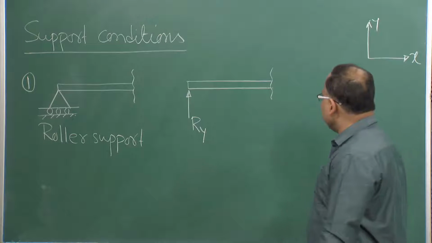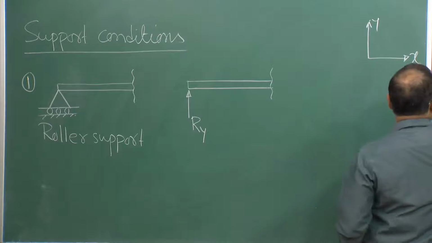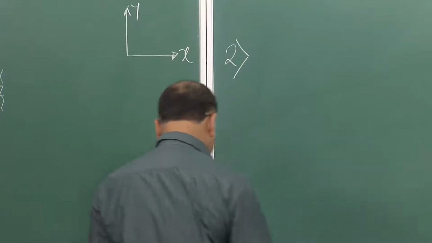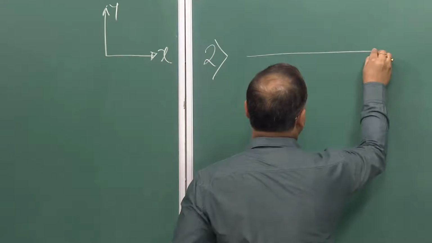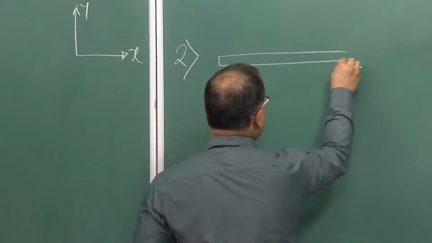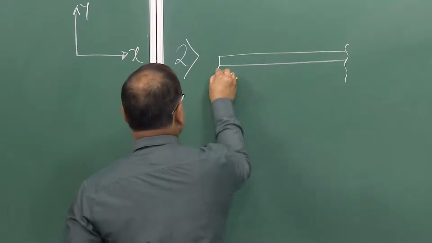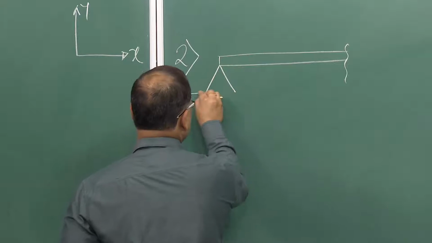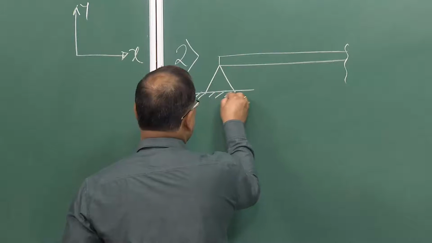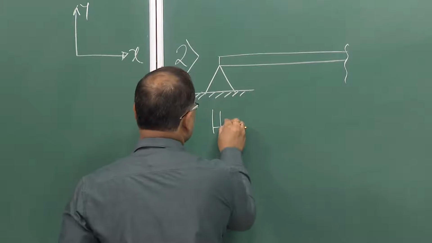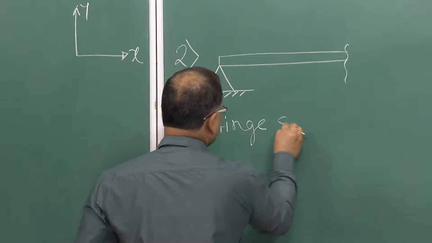Okay. So, similarly, the second type of support is hinge support. Take another beam. So, this is your hinge support.